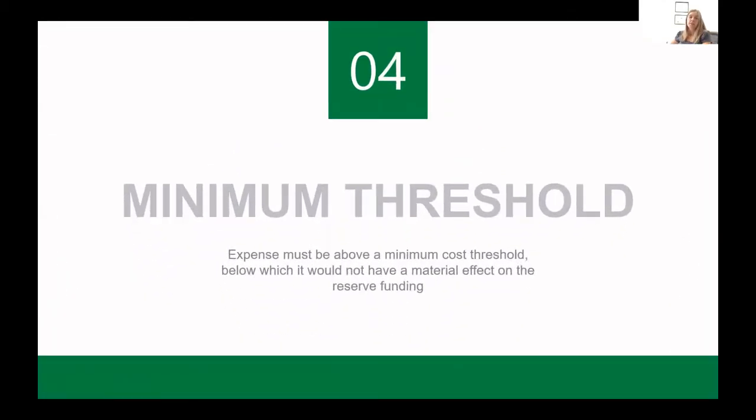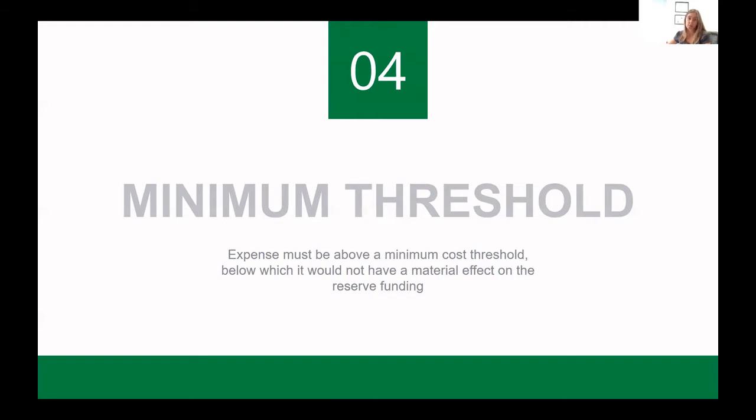And then lastly, it has to be above a minimum threshold. The reason for that is you really don't want to bog the study down and make it difficult to read and understand with all these really small expenses that ultimately won't affect the funding recommendation. So a good rule of thumb here is about 1% of the budget. So if your association has a $200,000 budget, you probably should set that threshold around $2,000, meaning anything below $2,000 would be considered general maintenance and an operating expense, and anything above $2,000 would be a capital reserve expense and something that should be included in the reserve study.